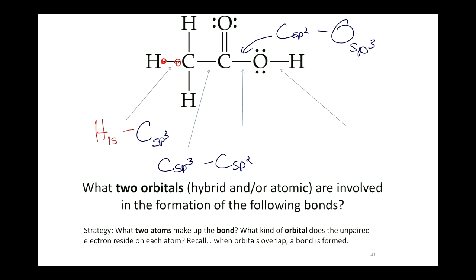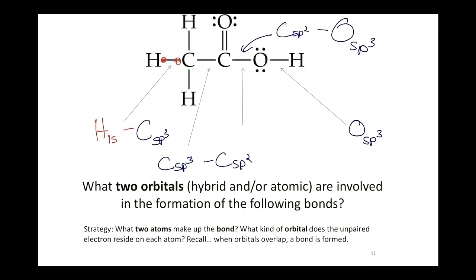Okay, and what about the last one? We already said oxygen is sp3 because there are 4 electron domains, but where is the unpaired electron on that hydrogen? It's in the 1s, so it's hydrogen 1s. That's it. That's basically the concept, the theory behind valence bond theory. Its orbitals are overlapping. We need to think about where those unpaired electrons are. What orbitals are they in that are sharing that same space?